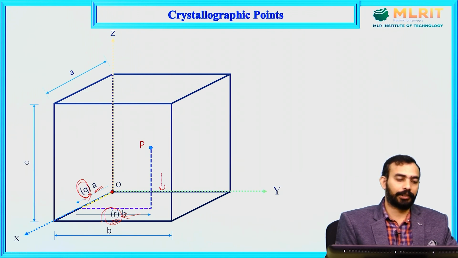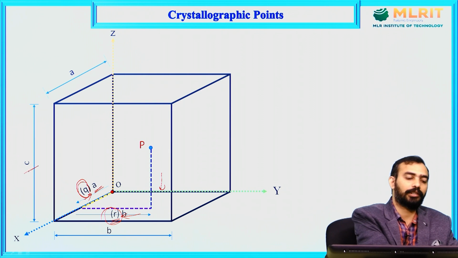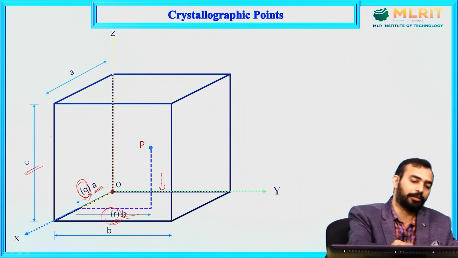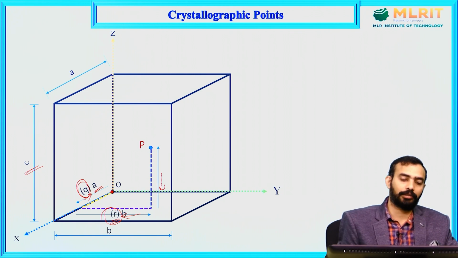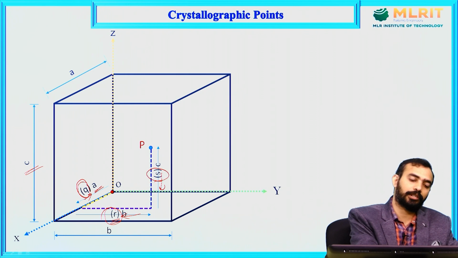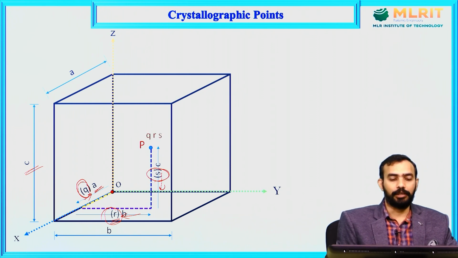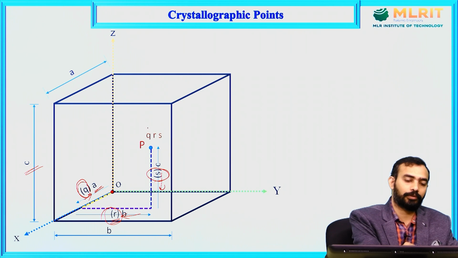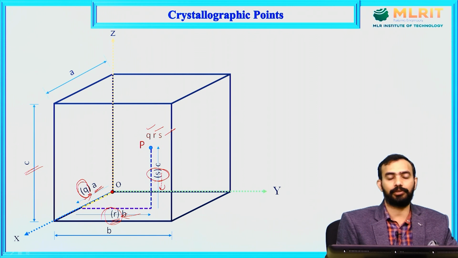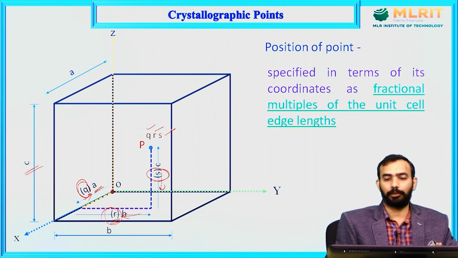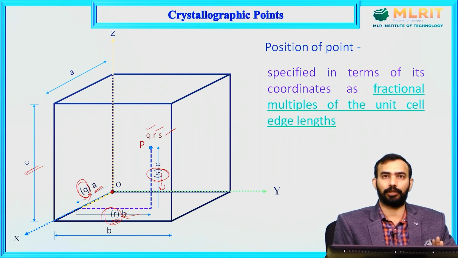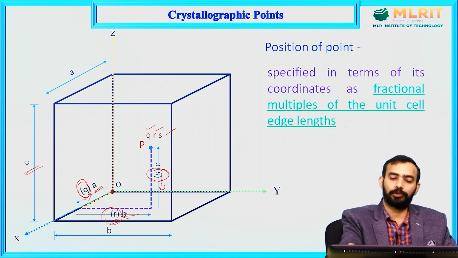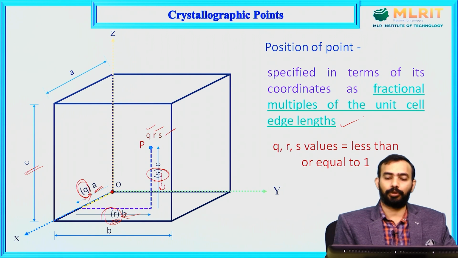Similarly in the z direction, what is the edge length? The total edge length is C. This is a complete C, but this is just a portion of C. What is this fraction or portion? That is represented by S, right? So this is how we have the x direction portion, the y direction portion, and the z direction portion, that is Q, R, S. These are the indices. The position of P is specified in terms of the coordinates as fractional multiples of unit cell edge length. So Q, R, S will be less than or equal to 1.